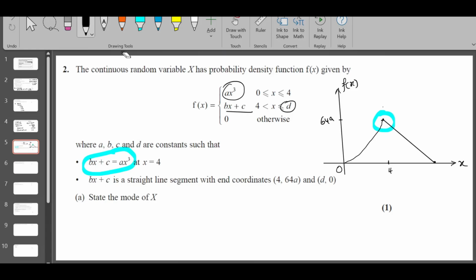Okay. So definitely the mode is the place where the function takes maximum value. Function takes maximum value here. The corresponding value of x is mode. So mode x is equal to 4. That's all. Just one more question.